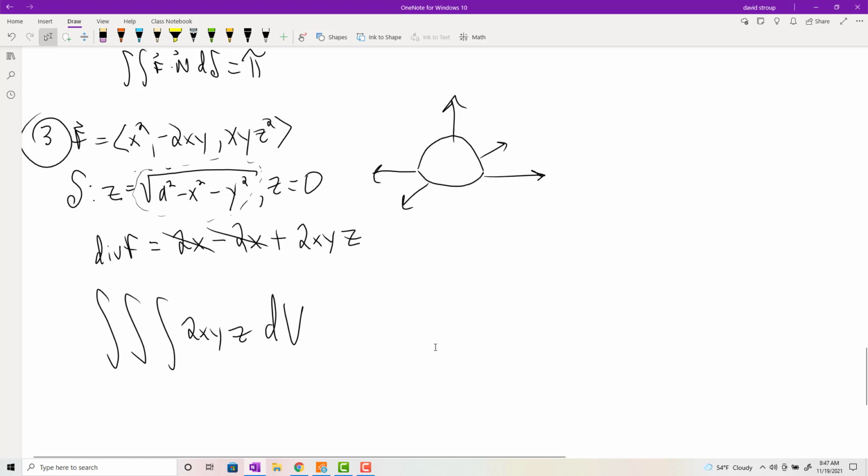So we're doing the divergence theorem, so changing surface integrals into triple integrals, so you only have to do one integral as opposed to maybe doing, in this case you'd probably have to do two, right, because you have two surfaces.